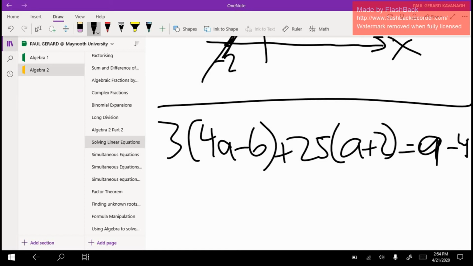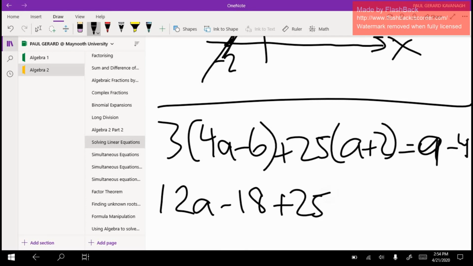Okay, so basically what you would do here is, you see that you have 3 outside of the 4a minus 6, and you have the 25 outside of the a plus 2. So what you would do is just multiply them back in. So you would have 12a minus 18 plus 25a plus 50 is equal to a minus 4.